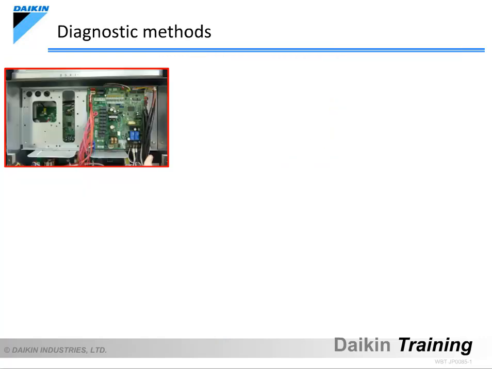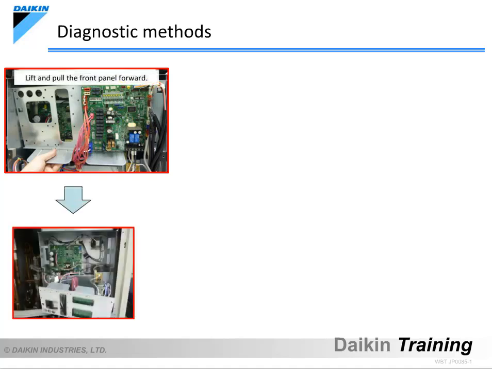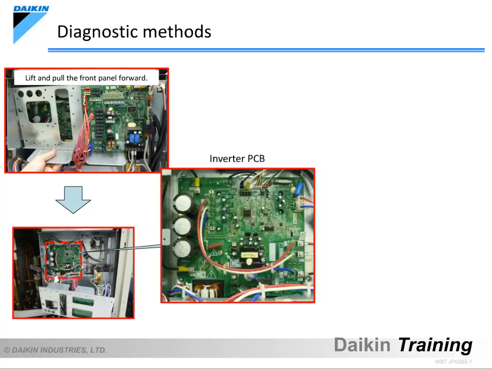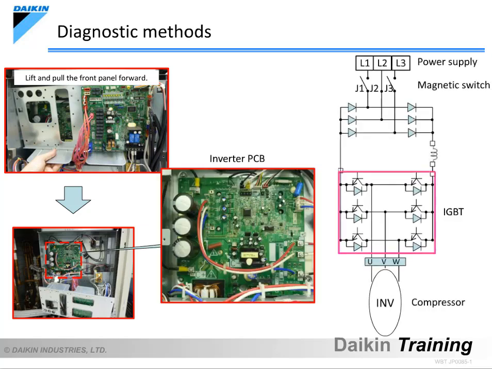Now, let's learn what to do before checking the inverter PCB and the actual positioning of the area to be checked. First, remove the front panel of the control box where the control PCB is housed. The front panel is held in place with 2 screws, so remove those. Then, lift and pull the front panel forward. Now, the area to be checked on the inverter PCB is exposed. Specifically, the IGBT, namely P2, N, U, V, and W on the circuit diagram, is the area to be checked on the inverter PCB.